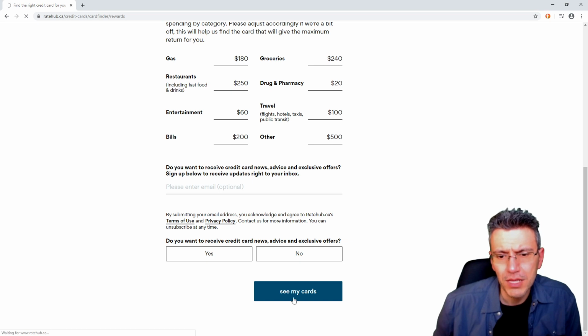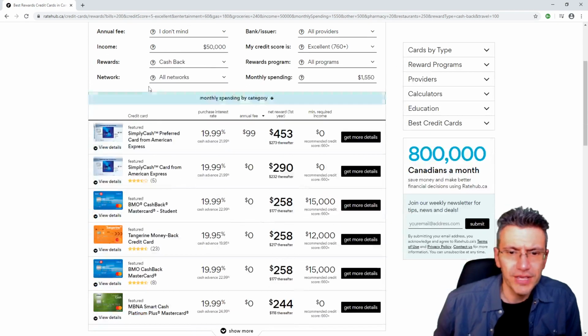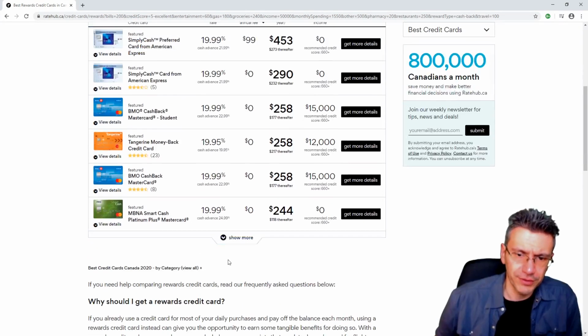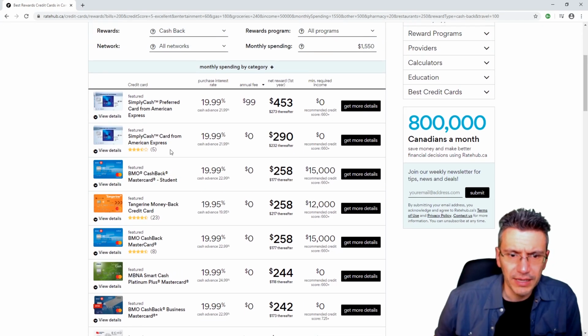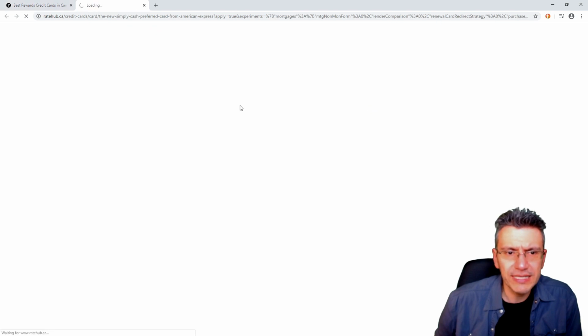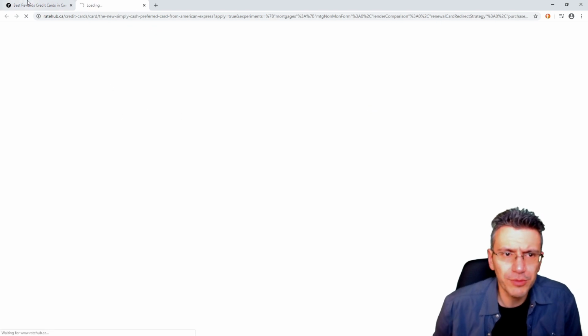Here you go, and see the credit cards. And now they're going to show us a whole bunch of credit cards over here. You can click on see more to see more of them, and then basically tell you exactly how many rewards you would be earning in a year, and so on and so forth. And by clicking more details, you can see if there are additional stipulations for that.